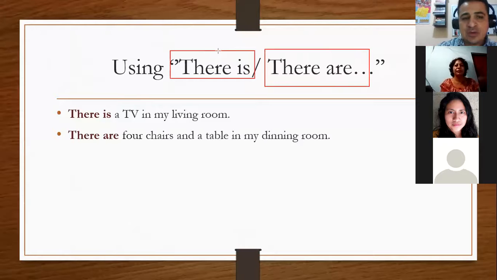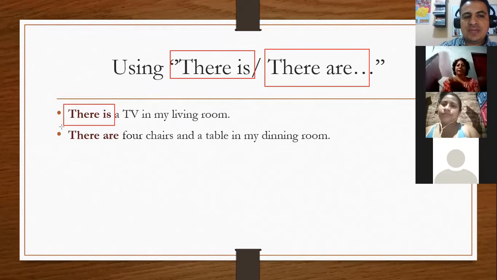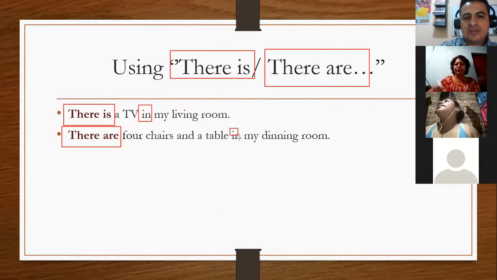If I want to describe my house, for example, there is a TV in my living room. There are four chairs and a table in my dining room, okay? So estoy usando there is, there are, right? Aquí estoy usando el verb to be is y el verb to be are, right? Recuerden, is es singular, are plural, right? Depende si estoy describiendo algo en plural o singular, okay? También quiero que noten que estoy usando preposiciones. In my living room, okay? To describe things that I have in my house, okay?